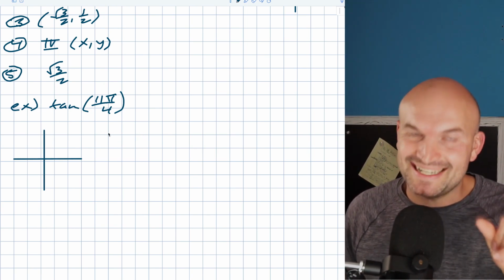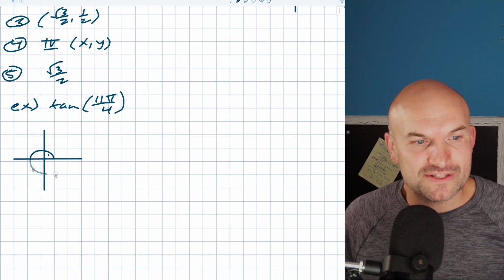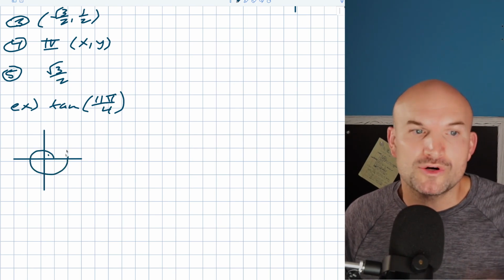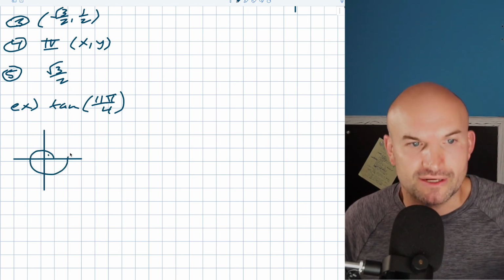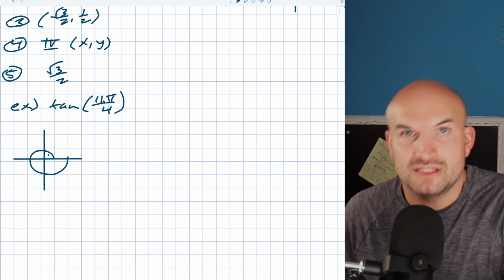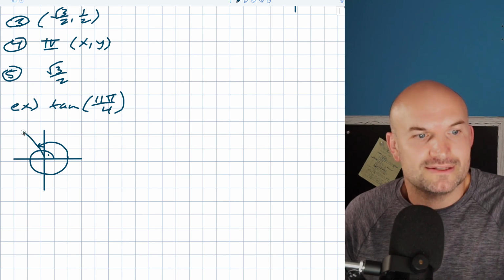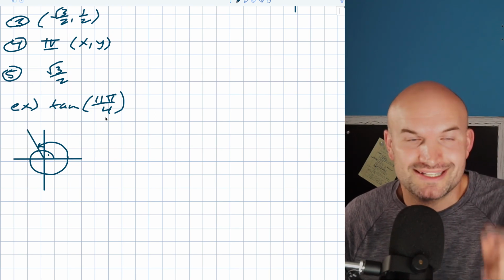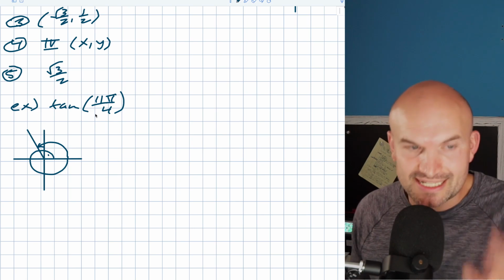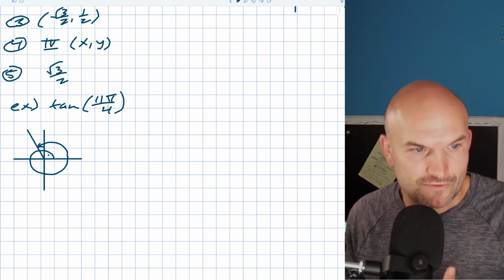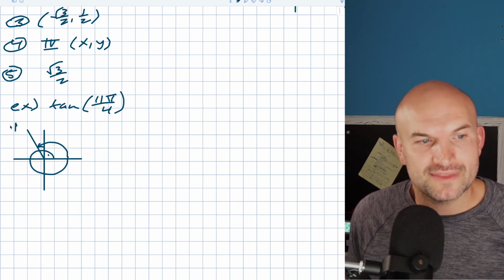And I'm like, you've got to know how to graph it. All the way around the circle is 8 pi over 4. How much more do I need to go past a revolution? Well, 8 pi over 4 to 11 pi over 4 is just an extra 3 pi over 4. Right? So now technically 11 pi over 4 has the same value as 3 pi over 4. Now, that's step number 1.